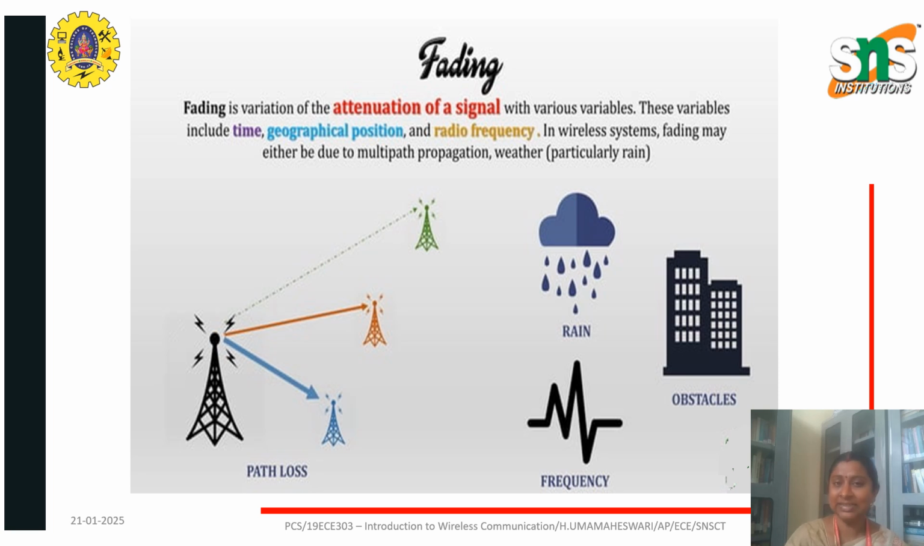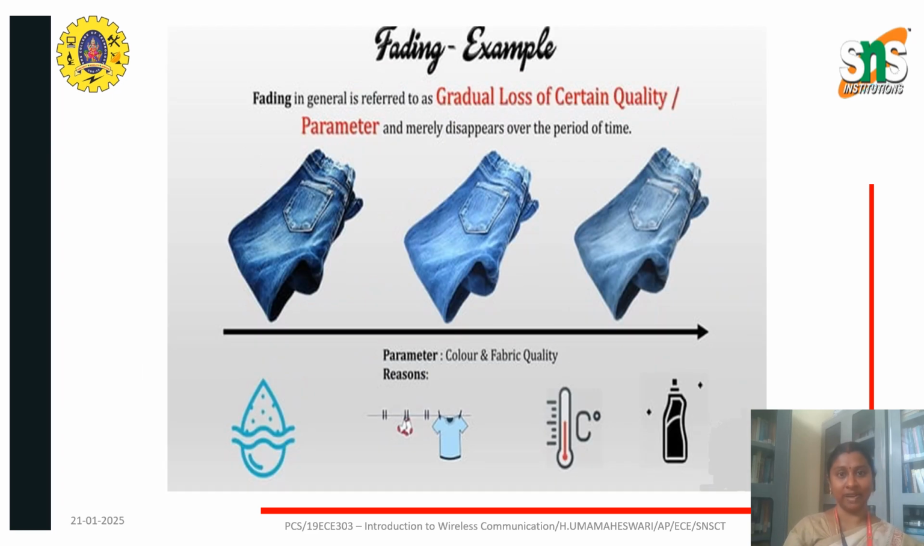Fading is an important definition here. It is a variation of the attenuation of a signal with various variables. These variables include time, geographical position, and radio frequency. In wireless systems, fading may be due to multipath propagation or to weather, particularly rain. This is nothing but fading, the variation of the attenuation of the signal with various variables.